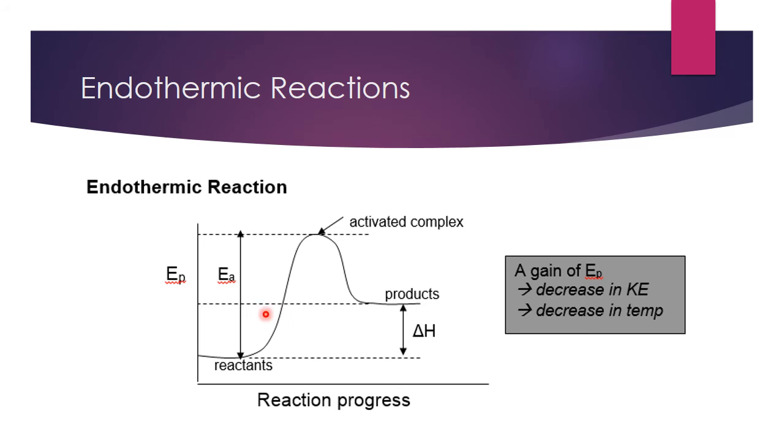Endothermic's the opposite. You're going to see a decrease in that kinetic energy because your reactants have a low potential energy, your products have a higher one, so that difference is your enthalpy. You're going to see a decrease in temperature. Also, you're going to see a lot of energy needed to get to your activated complex. So your activation energy is much higher than your overall enthalpy.